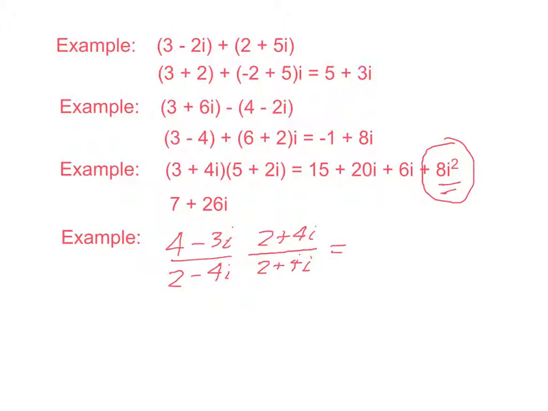So if I FOIL these out, what am I going to get? Well, the numerator is going to end up being 20 plus 10i. First, outside, inside, last. So the final result of that is going to be 20 plus 10i.